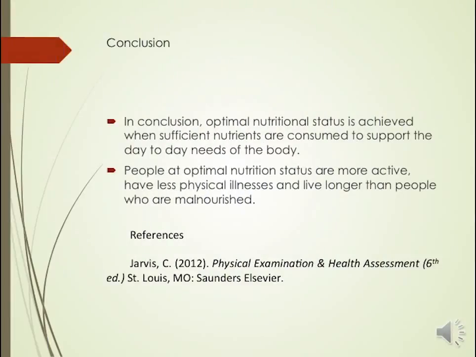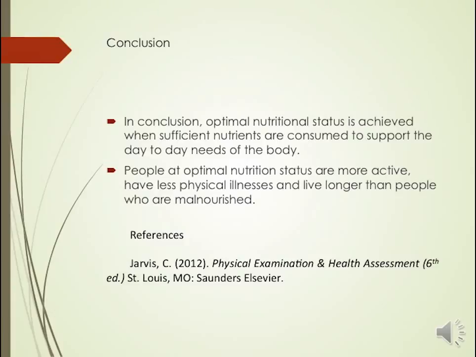In conclusion, optimal nutritional status is achieved when sufficient nutrients are consumed to support the day-to-day needs of the body. People at optimal nutritional status are more active, have less physical illnesses, and live longer than people who are malnourished.